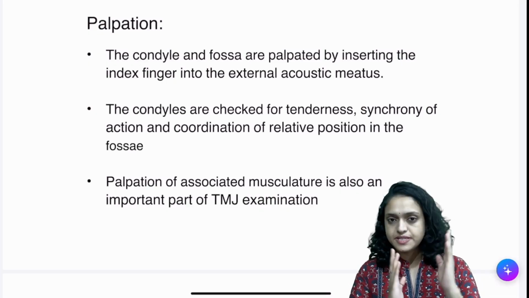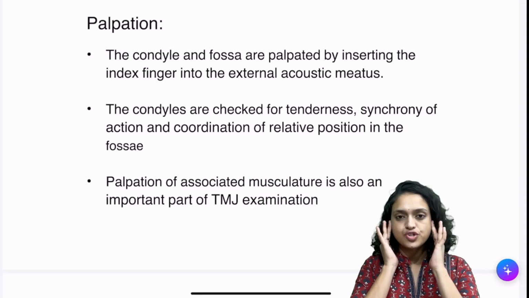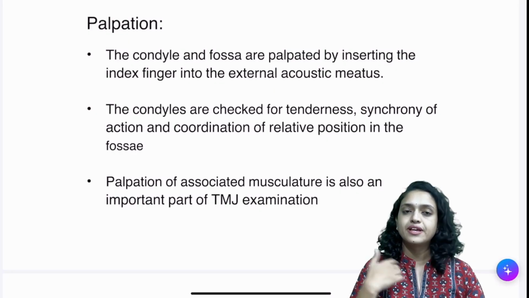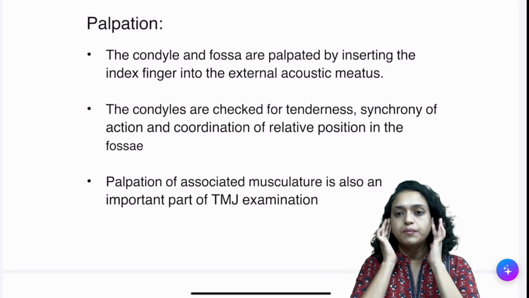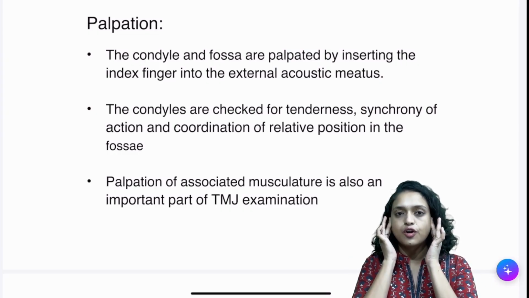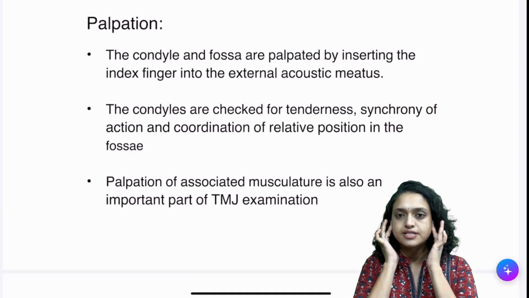Inspect for any asymmetry. Is there any asymmetric positioning of the condyle, or any redness around the condylar area? Next is palpate. You keep the tips of your fingers on the condylar prominence in front of your external acoustic meatus and check for the condylar movements.